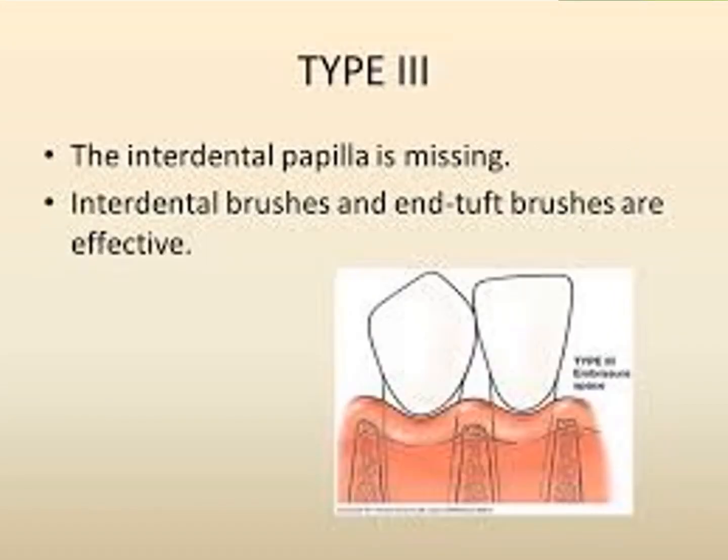Okay, so here is embrasure type 3, and you will notice by the picture at the bottom that the interdental papilla is missing. So this is definitely where you would want to recommend an interdental brush. An end-tuft brush is also effective for this type of patient. In a few slides, we're going to look at some different dental aids, but dental floss alone is not going to be the best plaque removal tool for this type of patient. This is when you want to look at some different brushes or techniques.